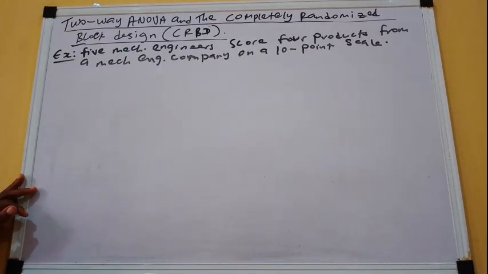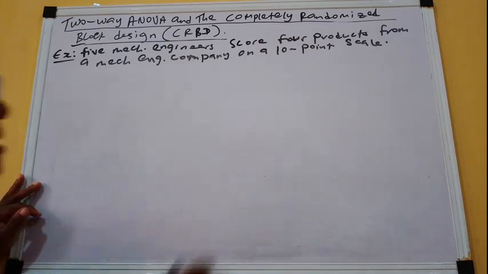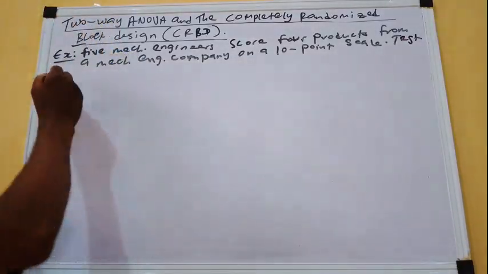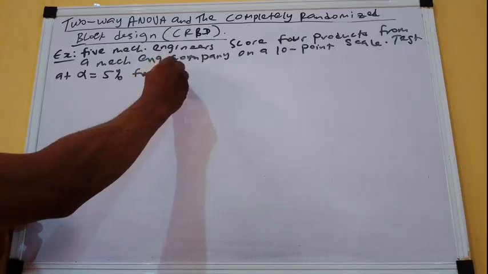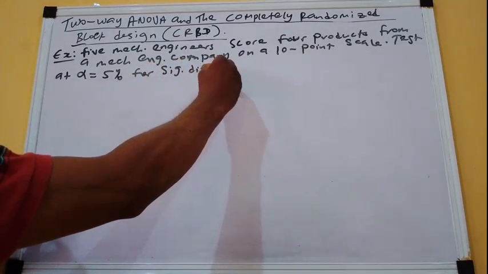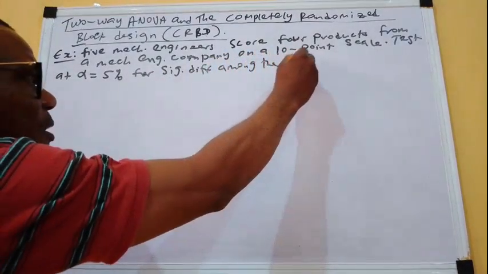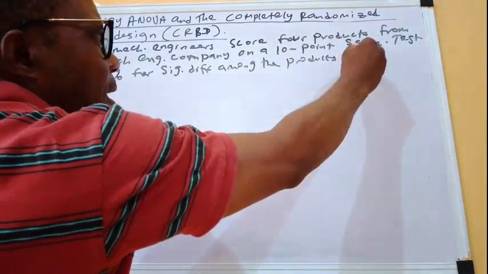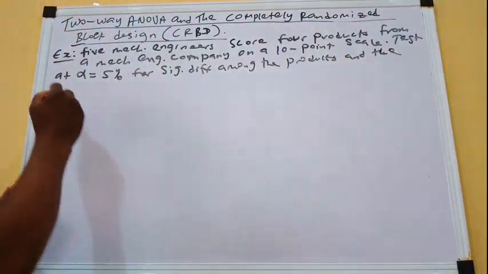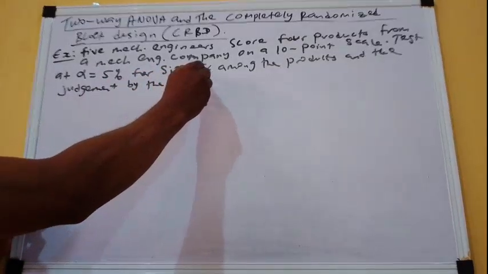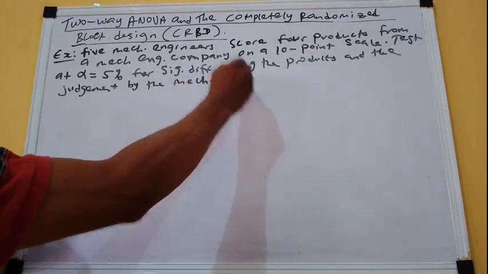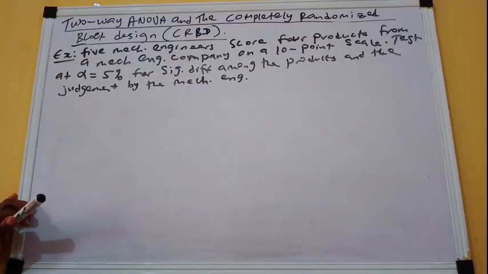Now, the question is, the result is given in the table below, but the question is test at 5%, test at alpha equal to 5% for significance difference among the products and the judgments by the mechanical engineers. So the test should be carried out at 5%.